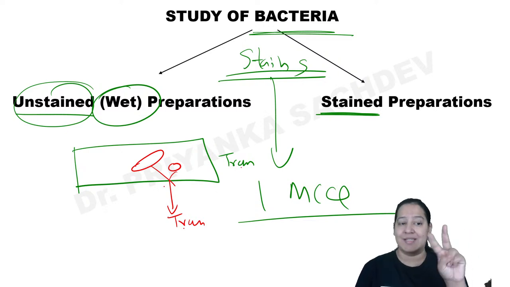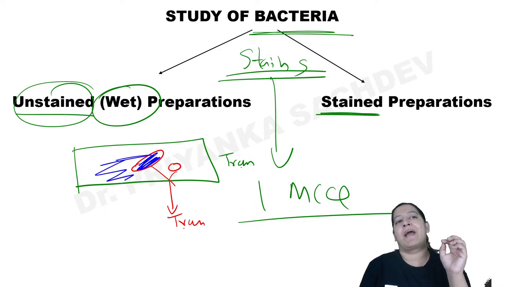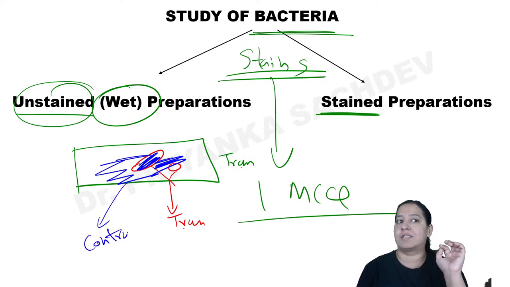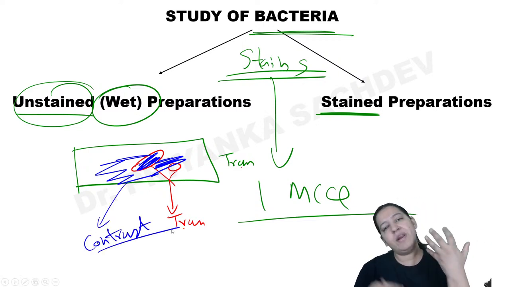So you have two things. Either you stain the bacteria or you stain the background. You have to stain one of the two to create the contrast. If contrast is there, then only we can see anything.